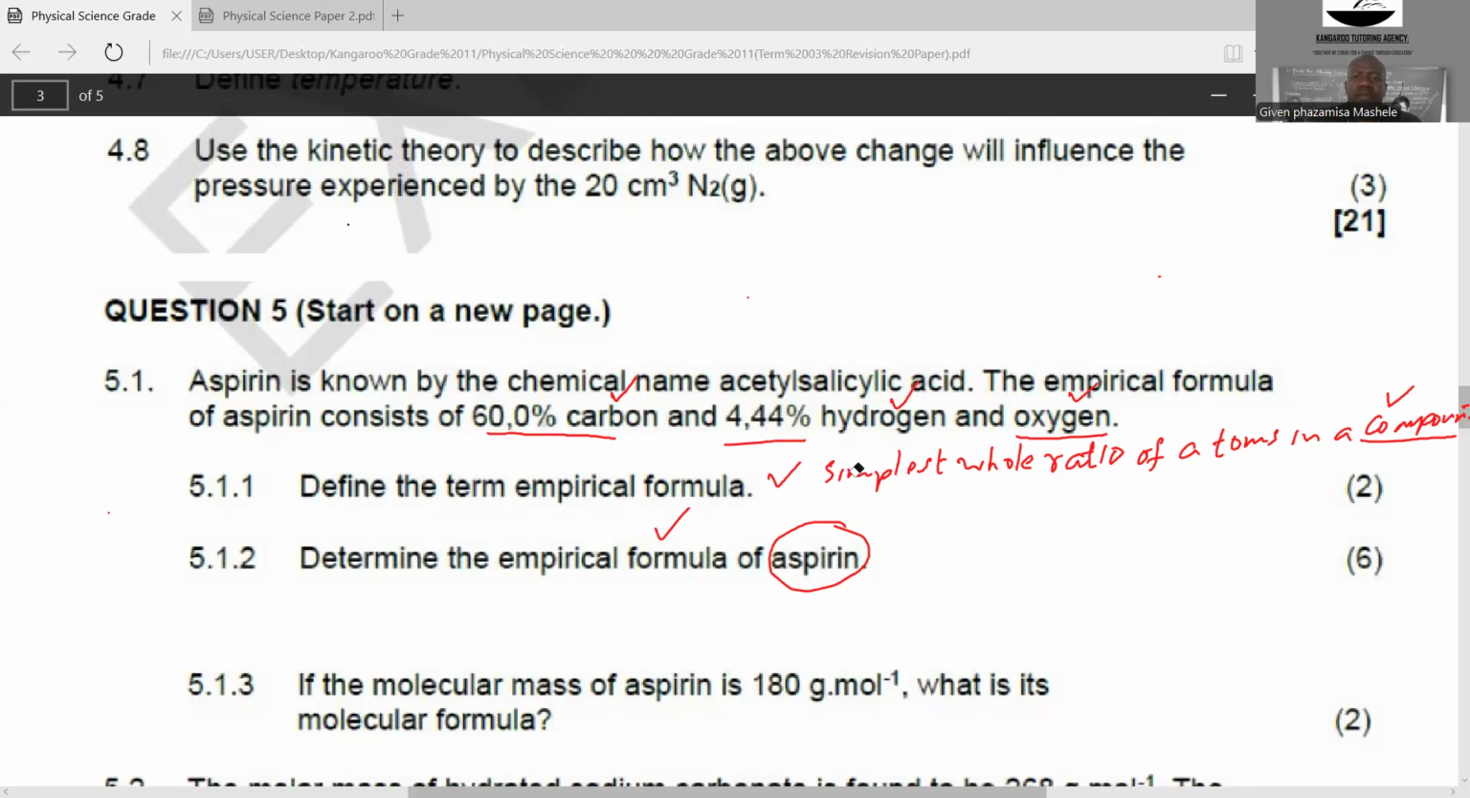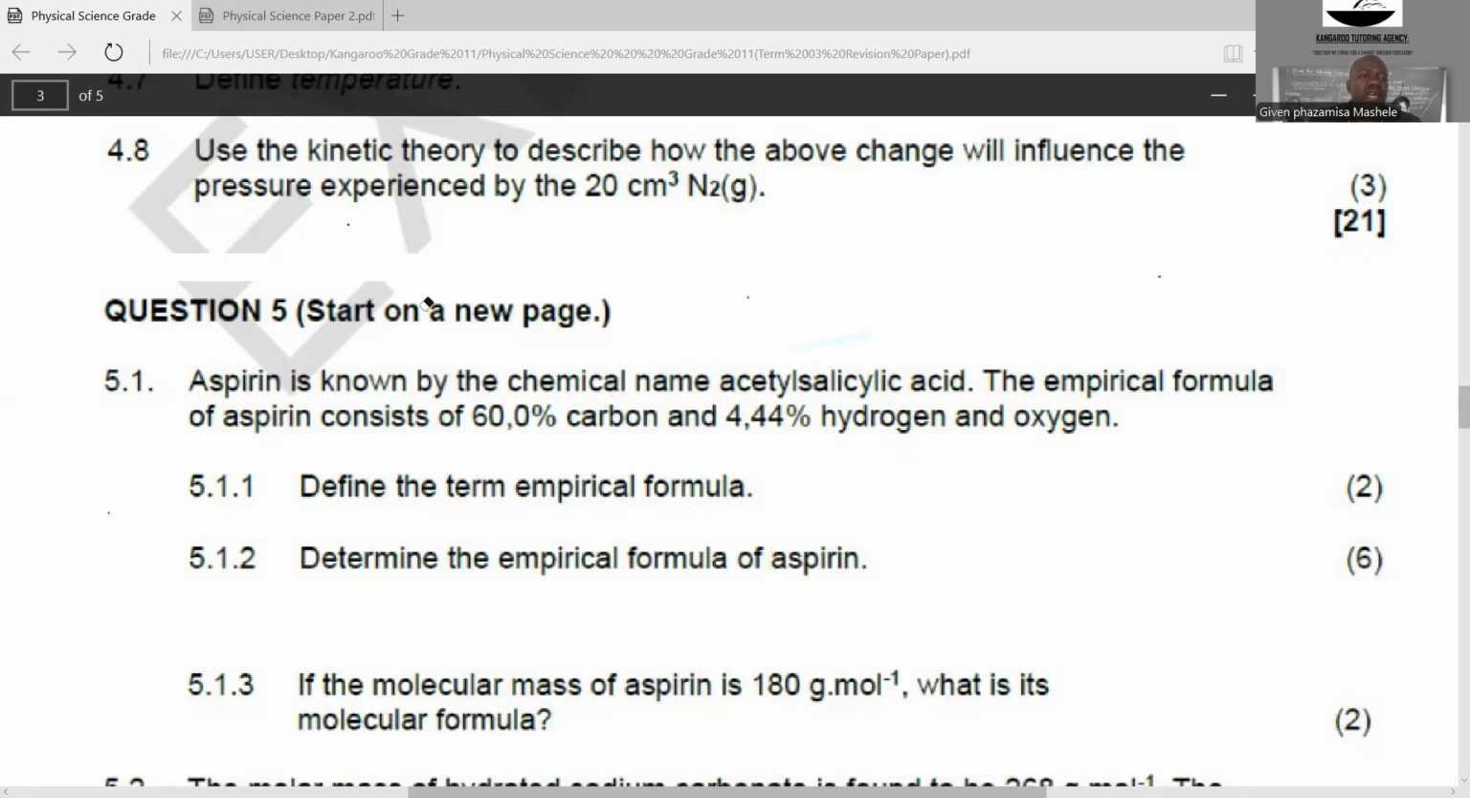To determine the empirical formula, we need to know the mass of each element. And from the mass, we need to determine the number of moles, and we get the ratio of each element in terms of the number of atoms. So what we're going to do is construct our table. Here we have carbon, hydrogen, and oxygen.